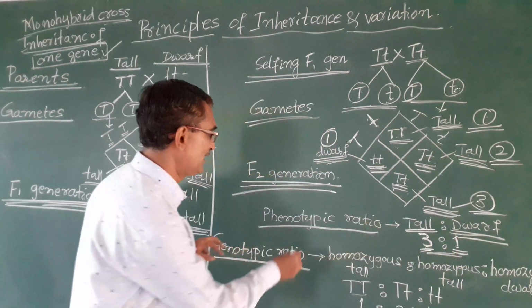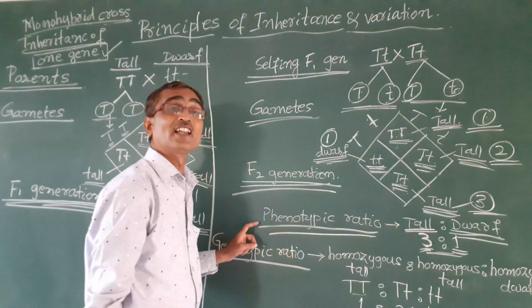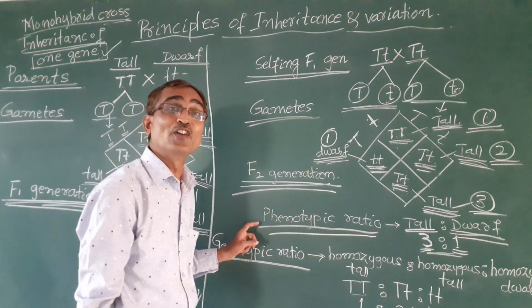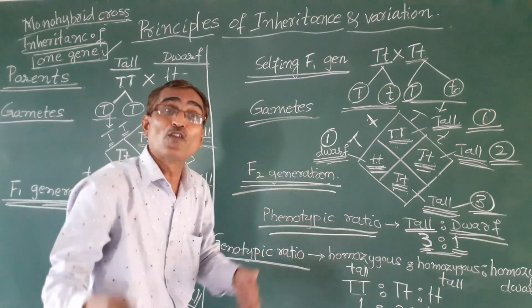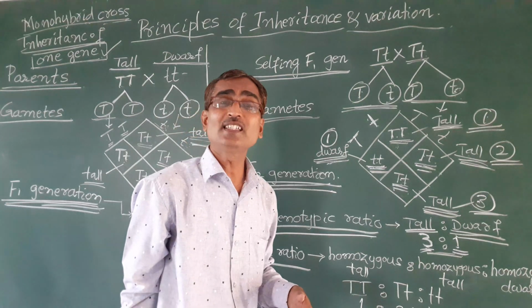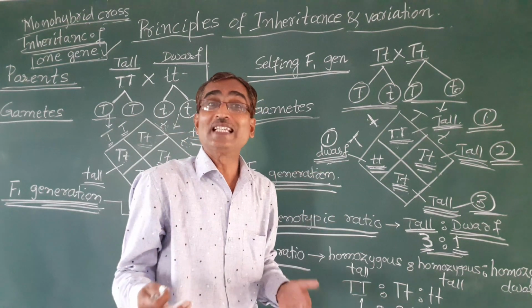So this is called a phenotypic ratio. Yesterday we discussed that phenotypic means external morphological appearance. Morphological appearance means external appearance.